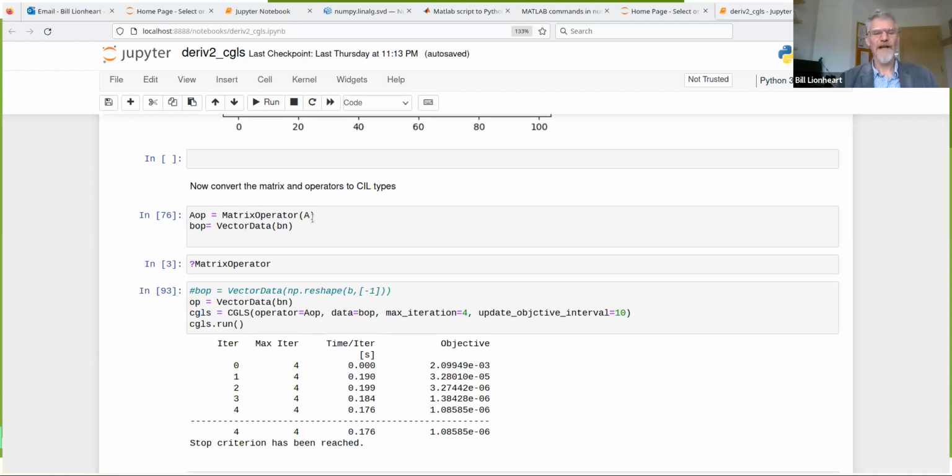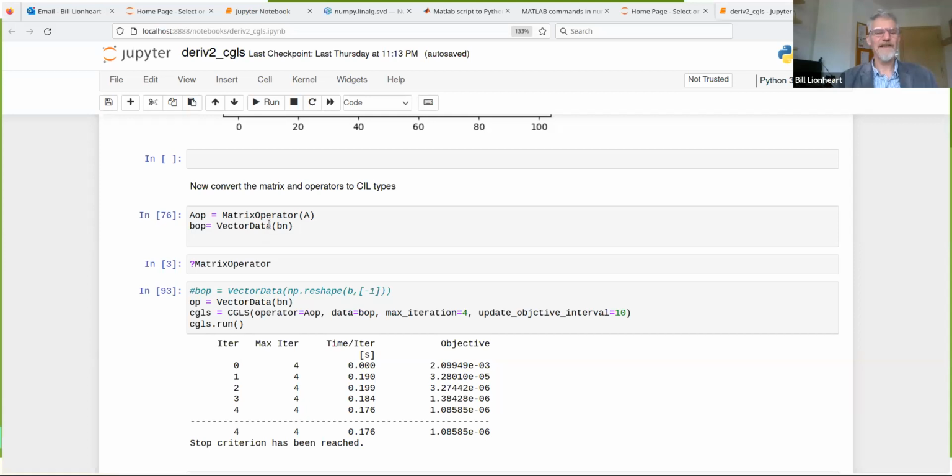I've got a matrix A, which is a NumPy array, and I need to make a matrix operator in the CIL framework. The point is that this matrix operator has a method to do the forward A times X and the adjoint A adjoint times X. Normally in big tomography problems, that would be implemented without storing the entire matrix. In other words, you'd work them out on the fly, for example, by intersecting lines with voxels, something like that.